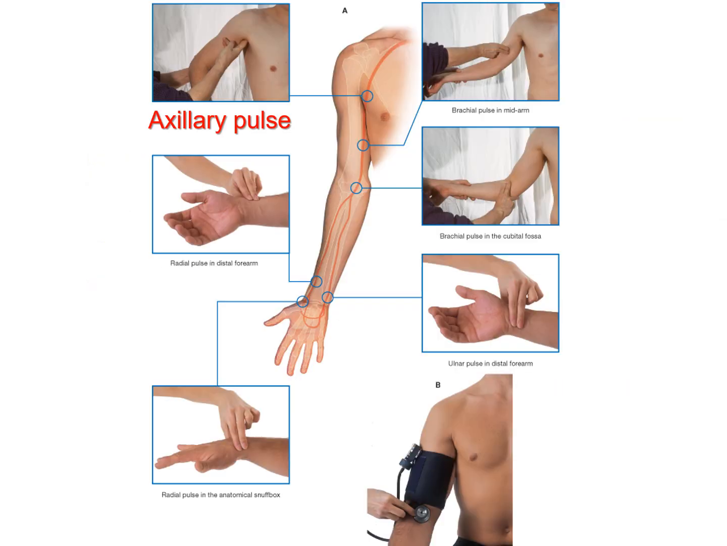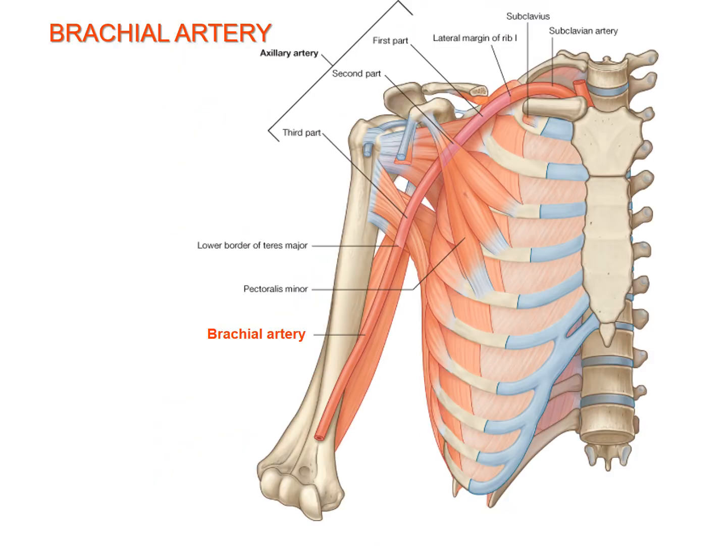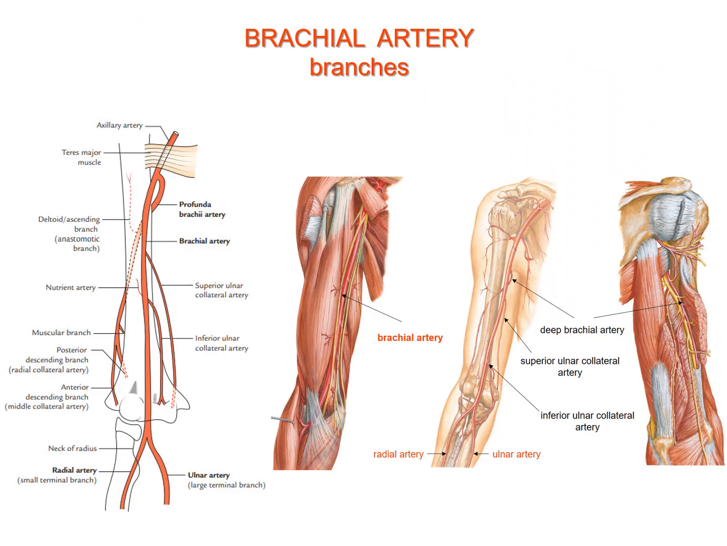The axillary pulse is commonly felt in the axilla. The brachial artery is the continuation of the axillary artery. When the axillary artery reaches the lower border of the teres major, it becomes the brachial artery. The brachial artery is the main source of blood for the arm. Branches of the brachial artery are muscular branches, deep brachii artery, nutrient artery, superior ulnar collateral artery, inferior ulnar collateral artery, and radial and ulnar arteries.